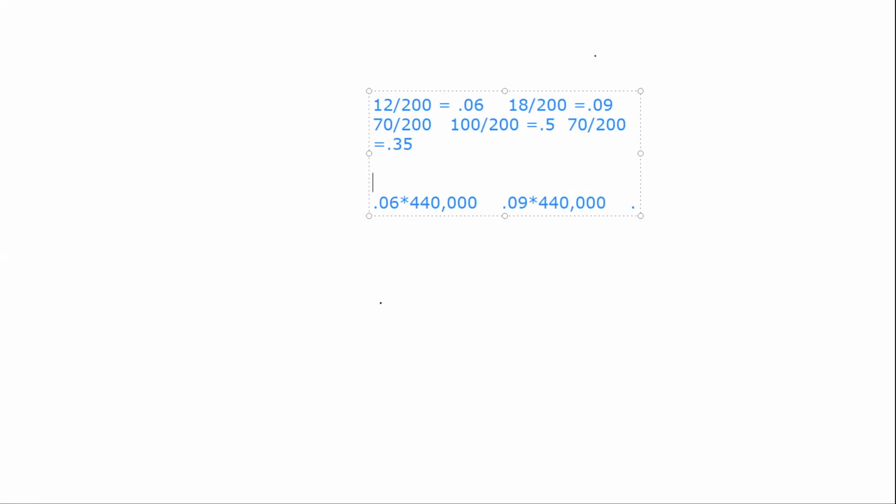Okay, so we've got the 0.06. We've got the 0.09. Then we've got the 0.35 multiplied times the 440. And the final one is going to be the 0.5, right? Times 440. Now let's just put the numbers in here. I'm gonna write them down though.